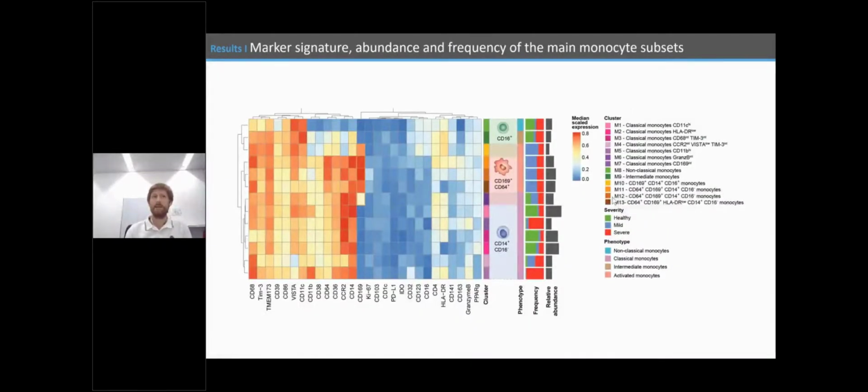We then used PhenoGraph to determine the main monocyte phenotype clusters. These are shown here on the heat map. Again, on the x-axis, you see the markers that we measured. The color scale is the median scale expression from blue lowest to red highest. And this enabled us to determine the non-classical and intermediate monocytes that express CD16. And here expressing CD169, activated monocytes, and down here expressing CD14, but not expressing CD16, the classical monocytes.